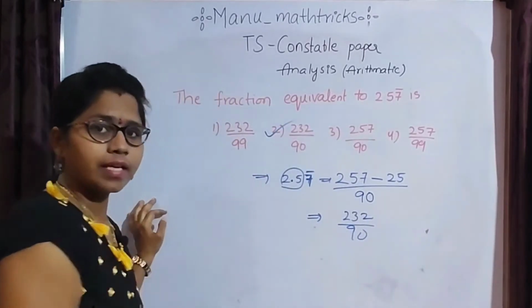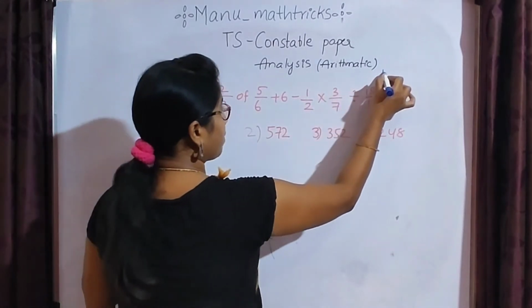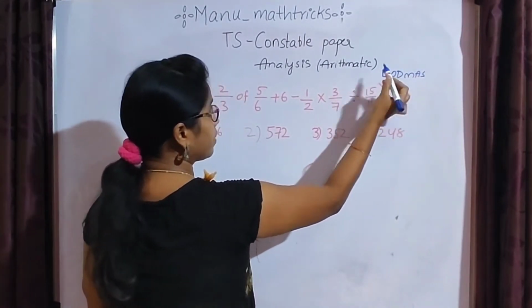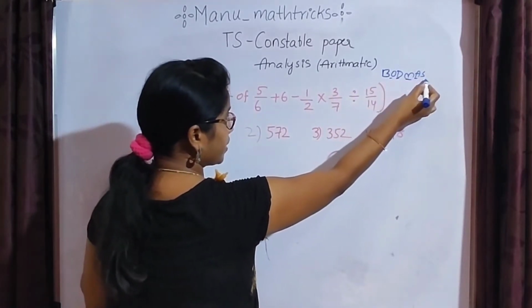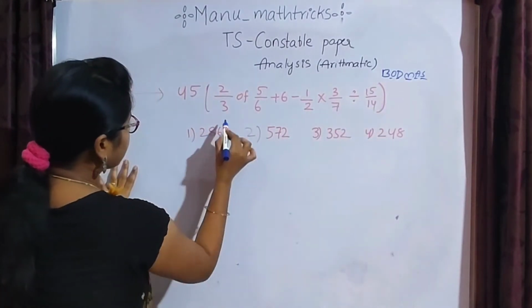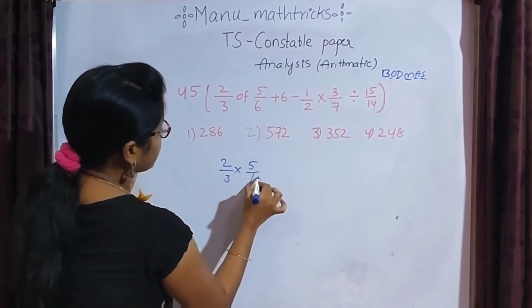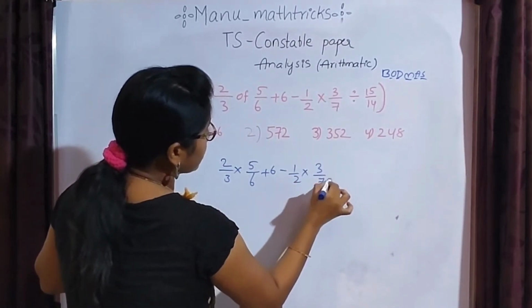This is the answer. This question is a basic BODMAS question. Just look over it. Apply BODMAS rule. First solve in brackets, next of, next division, next multiplication, addition, subtraction, follow in this order. Now first solve in brackets, that is 2 by 3. Next of is 5 by 6 plus 6 minus 1 by 2 into 3 by 7.